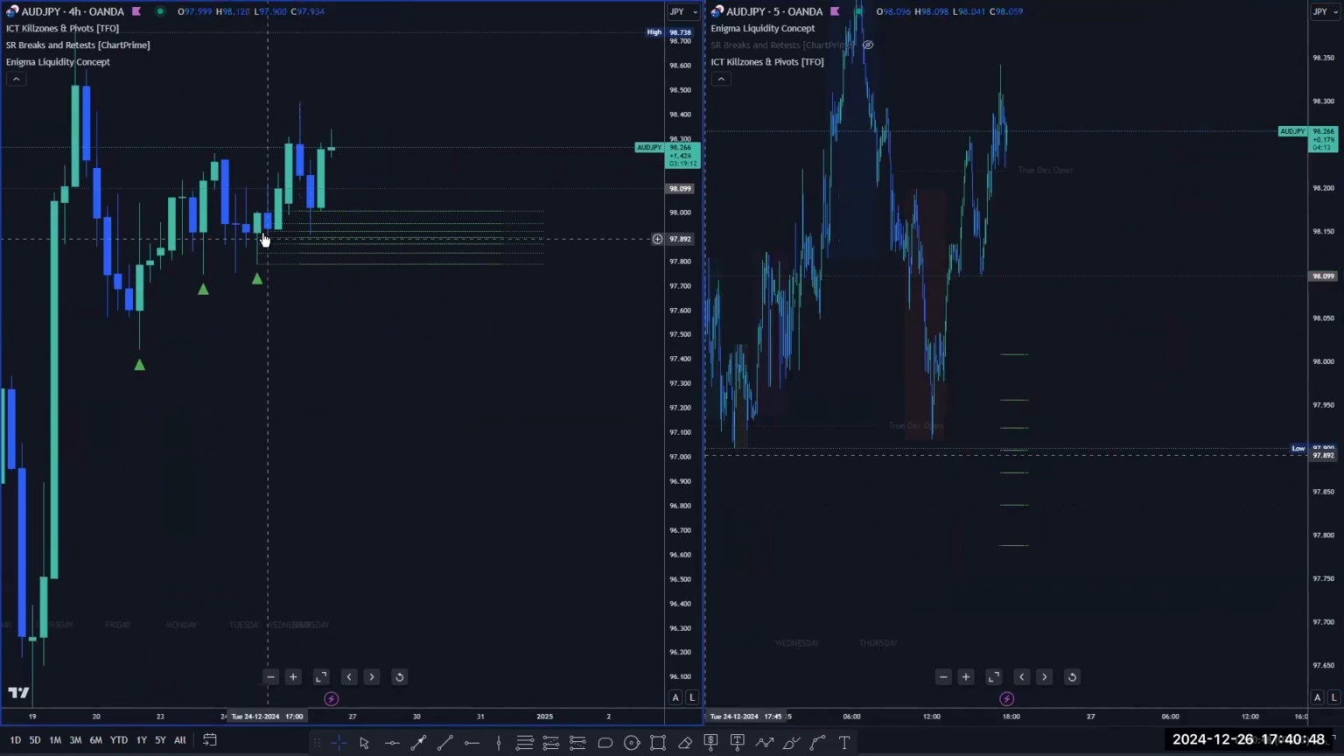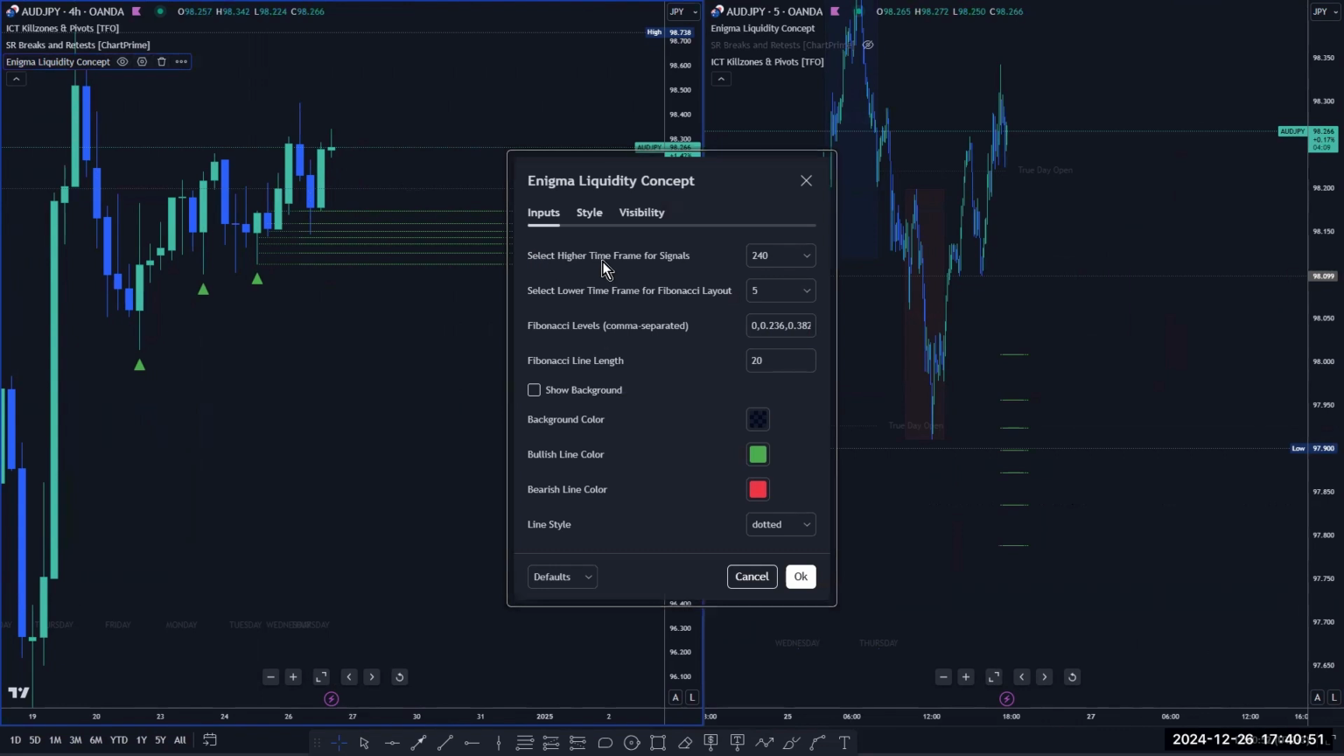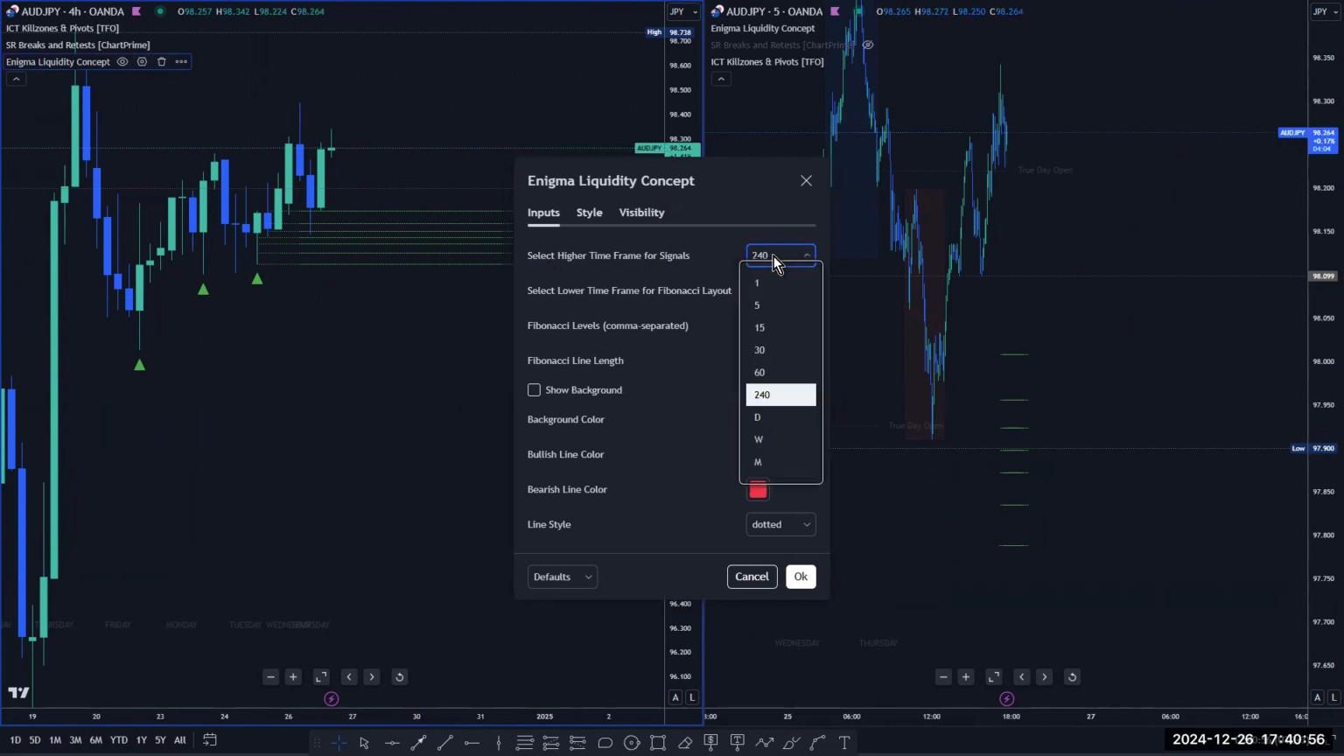So the higher time frame, in the settings, you will have the ability to select your preferred higher time frame. I use the 4-hour time frame by default, but as you can see, you can use the daily, the weekly, the monthly, the 1 hour, the 30 minutes, 15 minutes. But I would advise to stay on the 4-hour. And then select your lower time frame, the 5 minutes.